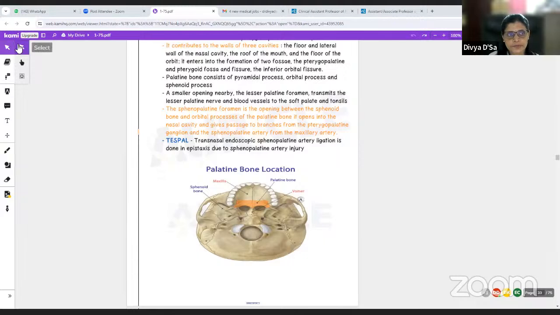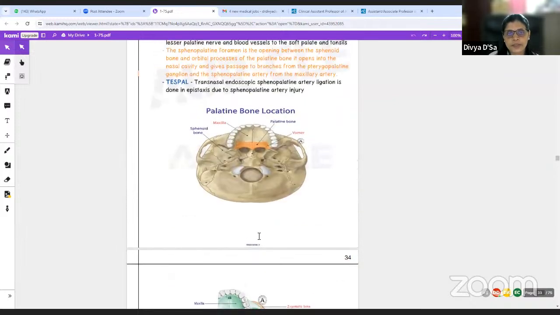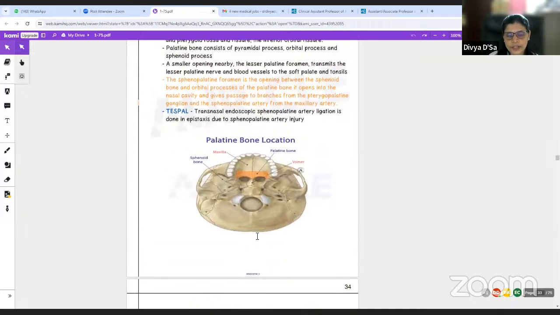Okay, so at this point, that is known as the lesser palatine foramen, which transmits lesser palatine nerves and vessels to the soft palate and the tonsils. The spinopalatine foramen, okay, spinopalatine foramen. So you can see here the lesser palatine foramen, at this point. So the spinopalatine foramen, basically it's an opening between the sphenoid bone and the orbital process of the palatine bone. And it opens into the nasal cavity and gives passage to the branches from the pterygopalatine ganglion and the spinopalatine artery from the maxillary artery.